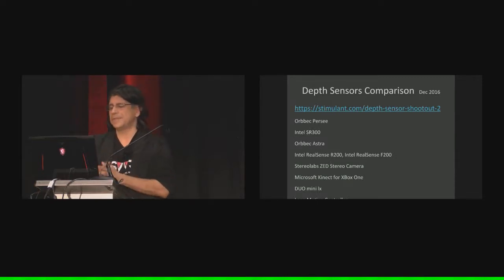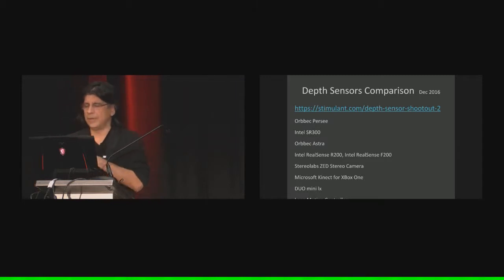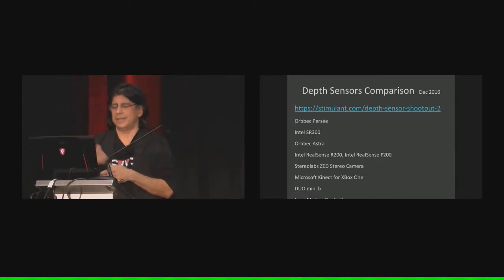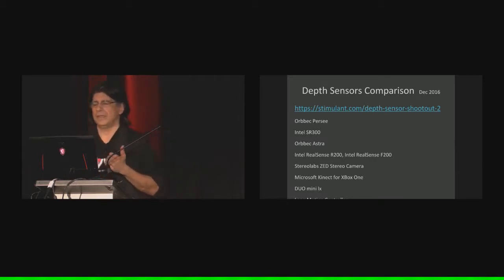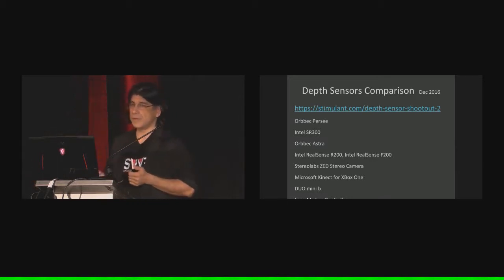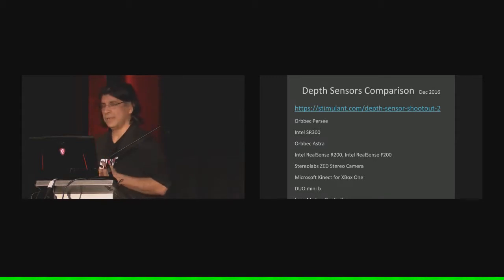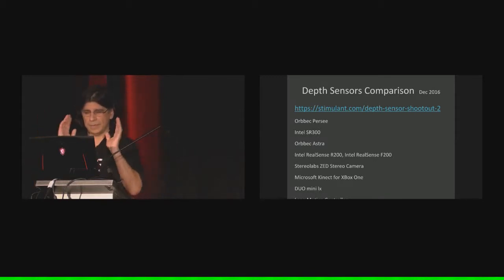These are the depth sensors that are out there. This is a review from December. It's a little outdated already, but there are a lot of cameras out there, everything from Intel to Microsoft and of course the StereoLabs ZED stereo camera. What makes this a little different from the rest is that the other ones are infrared based. This is not. This is just RGB. So it's really using the stereo processing of the two cameras to do the depth.